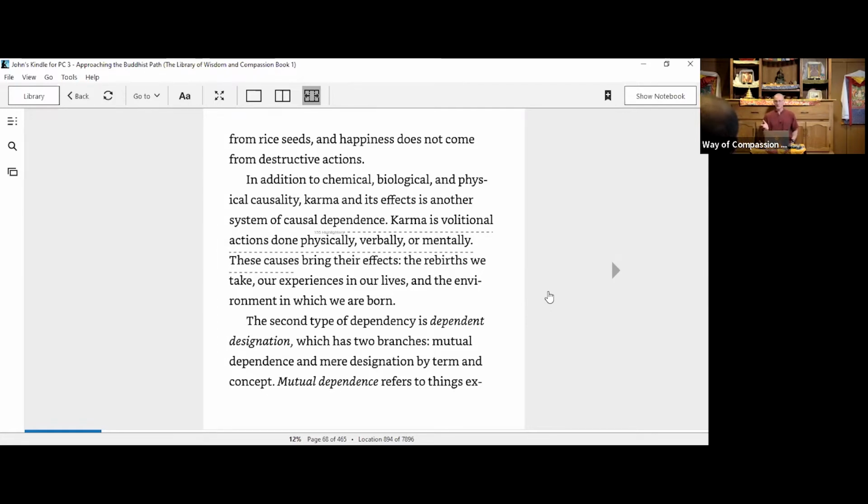And then they throw in here really nicely, and happiness does not come from destructive actions. Now, there's a big misperception around that.